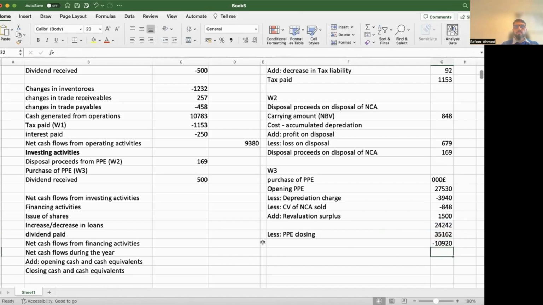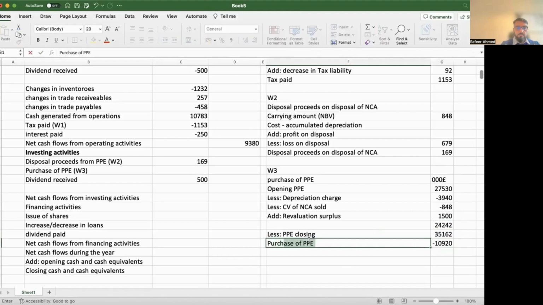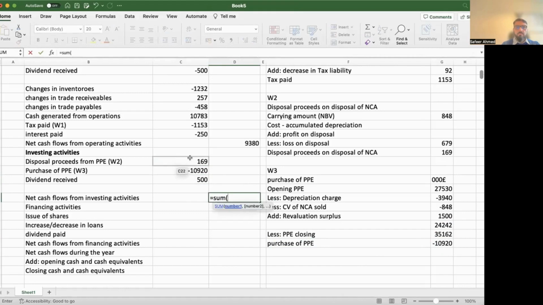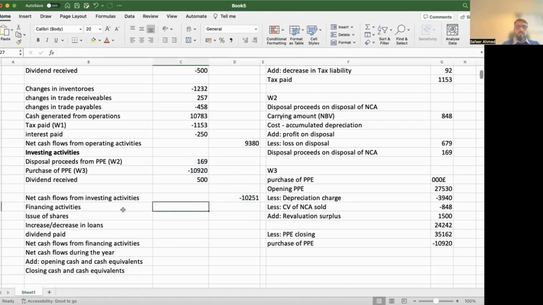10, 9, 20. So this will be a cash outflow, because remember that when the company bought the asset, they must have paid the money. Okay, so let's record that. So this amount will be negative. Okay, now this will give you net cash flows from investing activities, which in other words is the sum of these. There we go. And then financing activities.